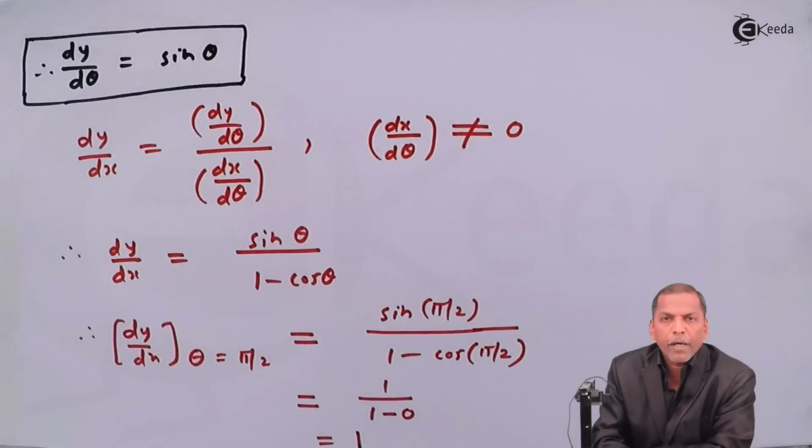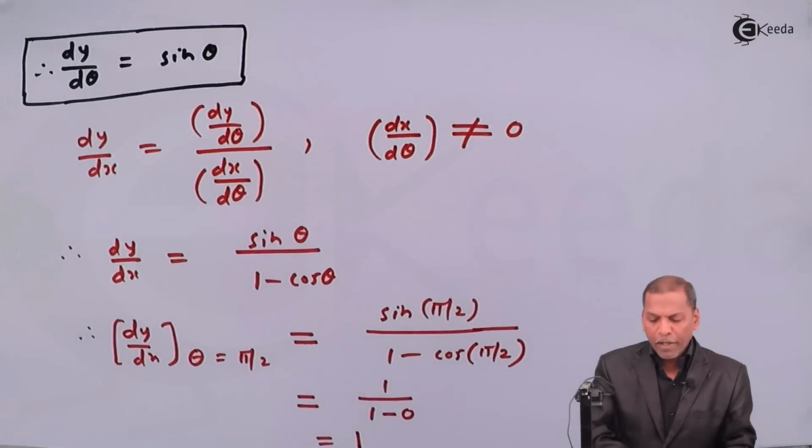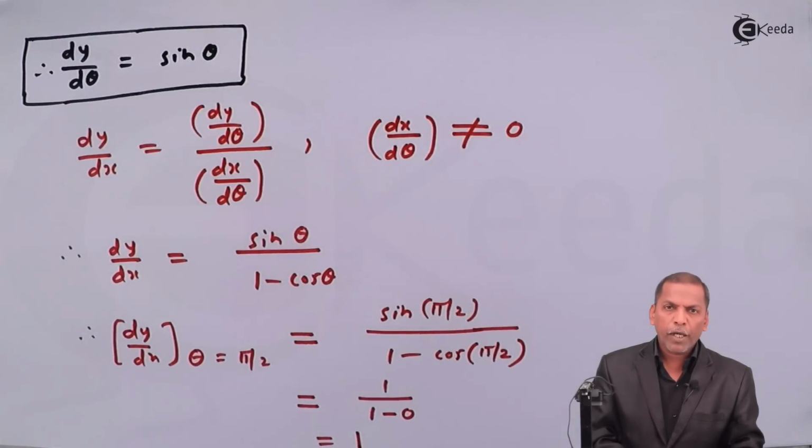So in this way, dy upon dx at theta equal to pi by 2, we get the answer 1. So this is the required solution for the given problem.